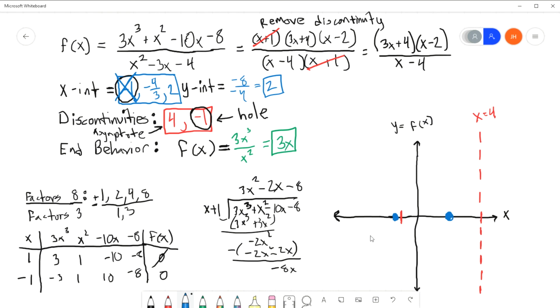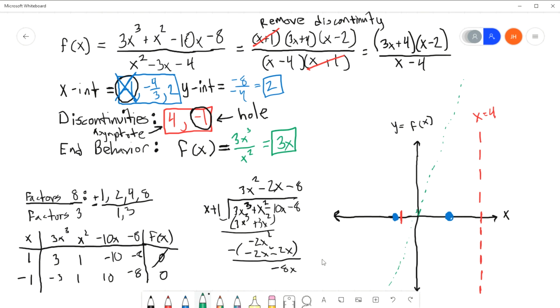Alrighty. And finally, my end behavior was 3x. So I'm going to mark that with a dashed line. And really what I'm going to do, guys, it's f of x equals 3x. If you remember, that's just a linear function. It looks kind of like this, right? It's a slope of 3. It's a line with a slope of 3. All right. So how does that all look?